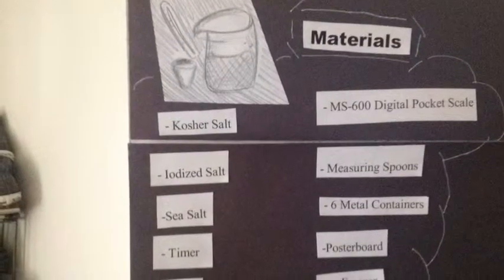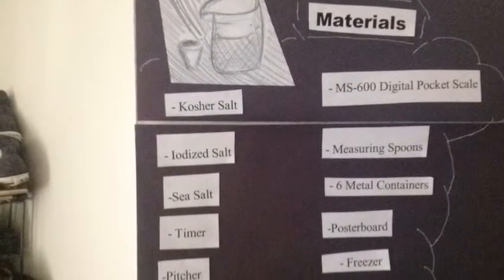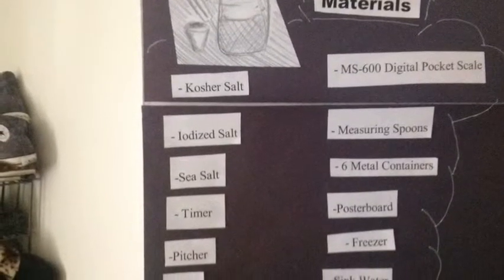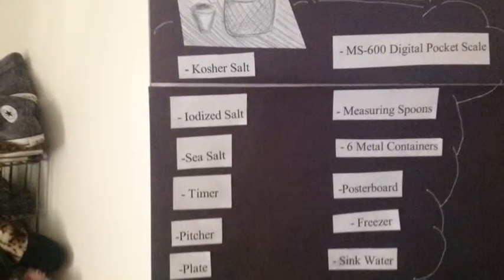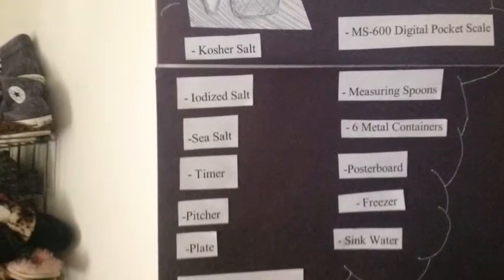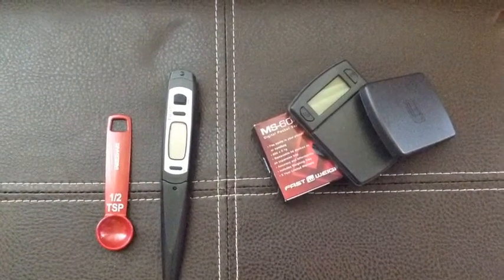Materials we will be using are the MS600 digital pocket scale, measuring spoons, 6 ml containers, a poster board, freezer, sink water, kosher salt, iodized salt, sea salt, a timer, pitcher, plate, and Himalayan salt or rock salt.